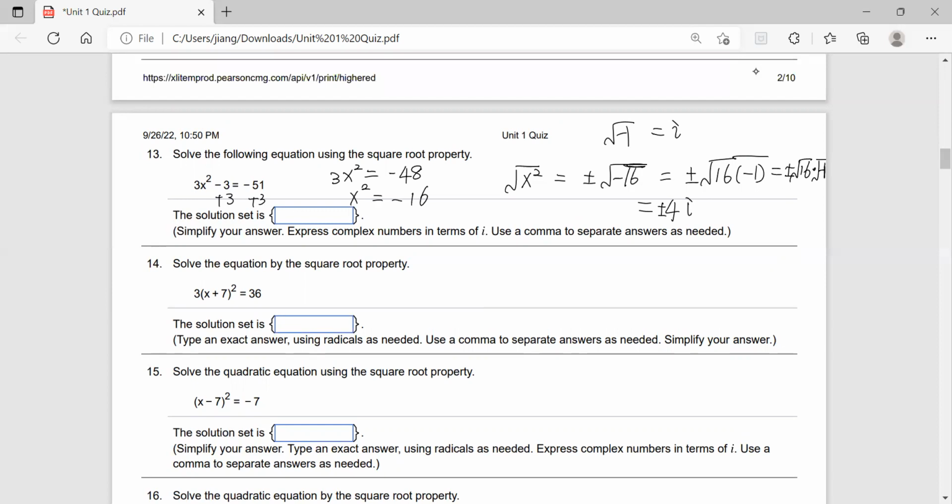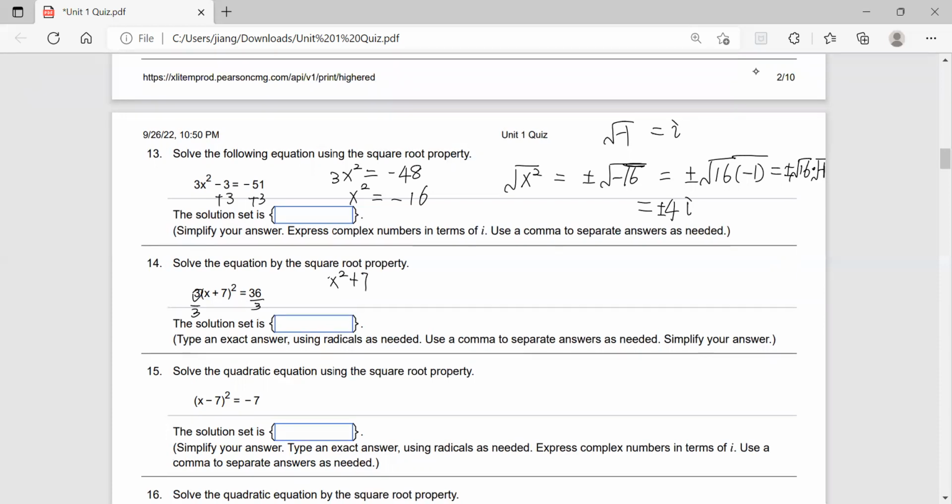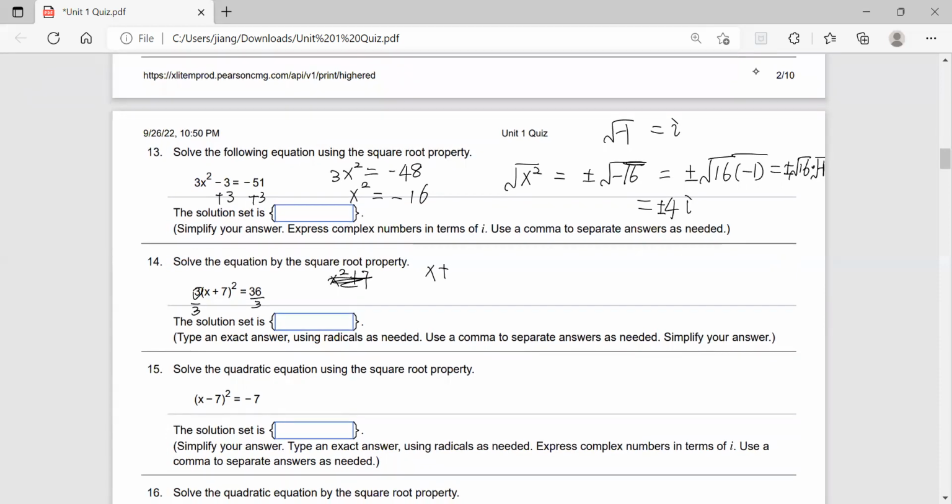And next one, solve the equation by the square root property. The same thing, get rid of the 3 first. Divide by 3 on both sides. So x plus 7, all of it squared, equals 36 divided by 3. That's 12. So take the square root of both sides.